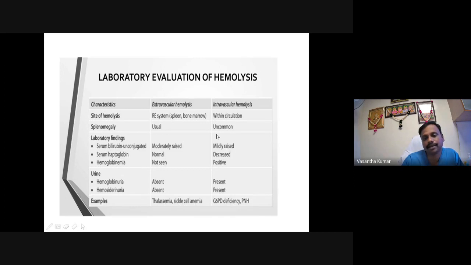And apart from that, there will be hemoglobinemia and hemoglobinuria in intravascular hemolysis. You can see the hemoglobinuria is not seen in extravascular hemolysis, whereas inside the blood vessel, if there is destruction of RBC, there will be hemoglobinuria. Similarly, if you check the urine, there will be hemoglobinuria and hemosiderinuria in intravascular hemolysis, but it will be absent in extravascular hemolysis. And in extravascular hemolysis, the patients might have splenomegaly, whereas in intravascular hemolysis, the patients will not have splenomegaly. So these are all the various differences between intravascular and extravascular hemolysis.